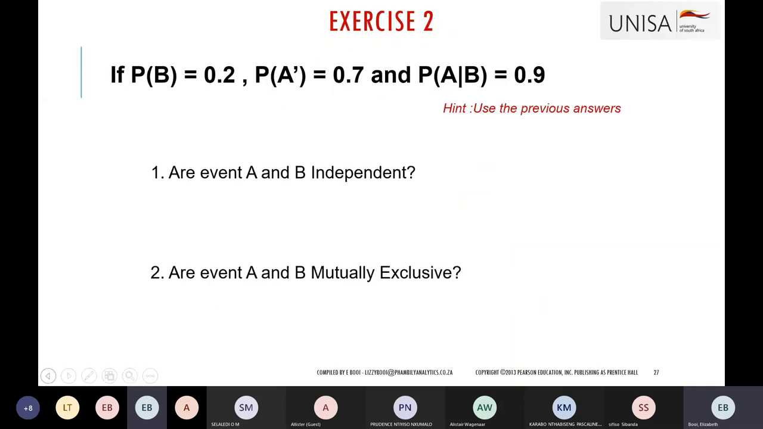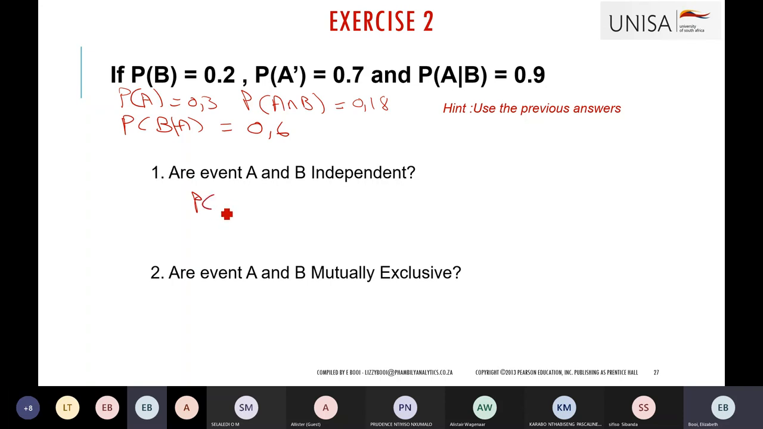Okay, so let's look at this example. We calculated all the values, so we know that the probability of A is 0.3, the probability of A and B is 0.18, and the probability of B given A is equal to 0.6. That we know now. Question number one asks: are events A and B independent? So you need to think about how to answer this question. We can say, if we look at the probability of B given A, is it equal to the probability of B? Or you can say the probability of A given B, is it equal to the probability of A? If they are equal, oh sorry, I'm doing it all wrong.